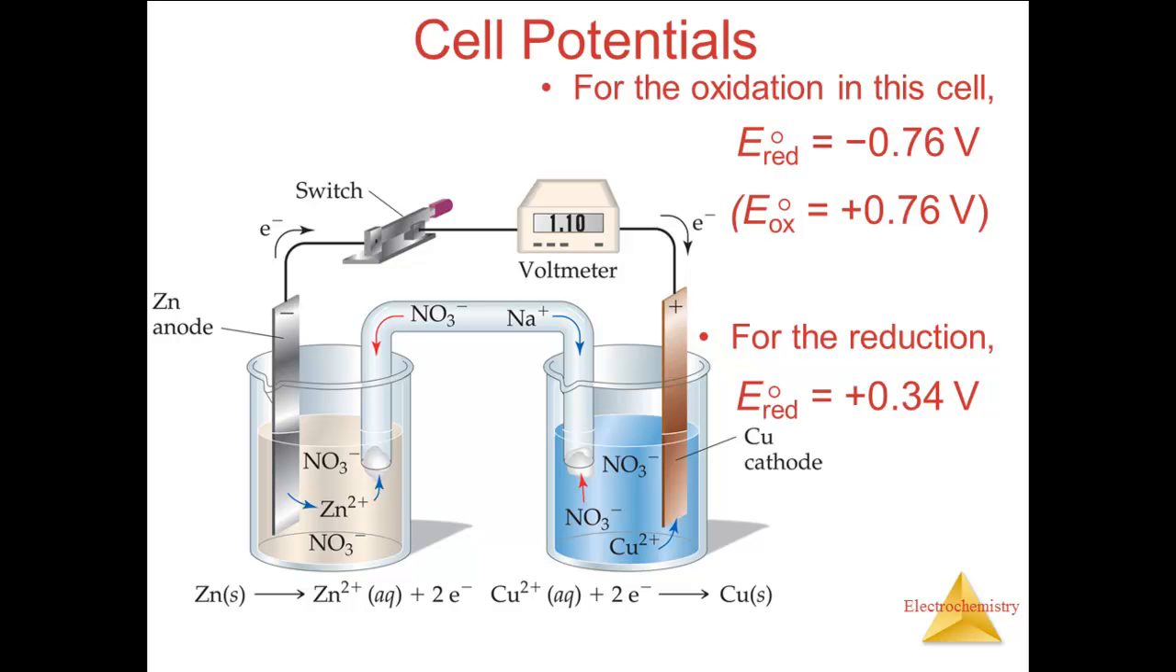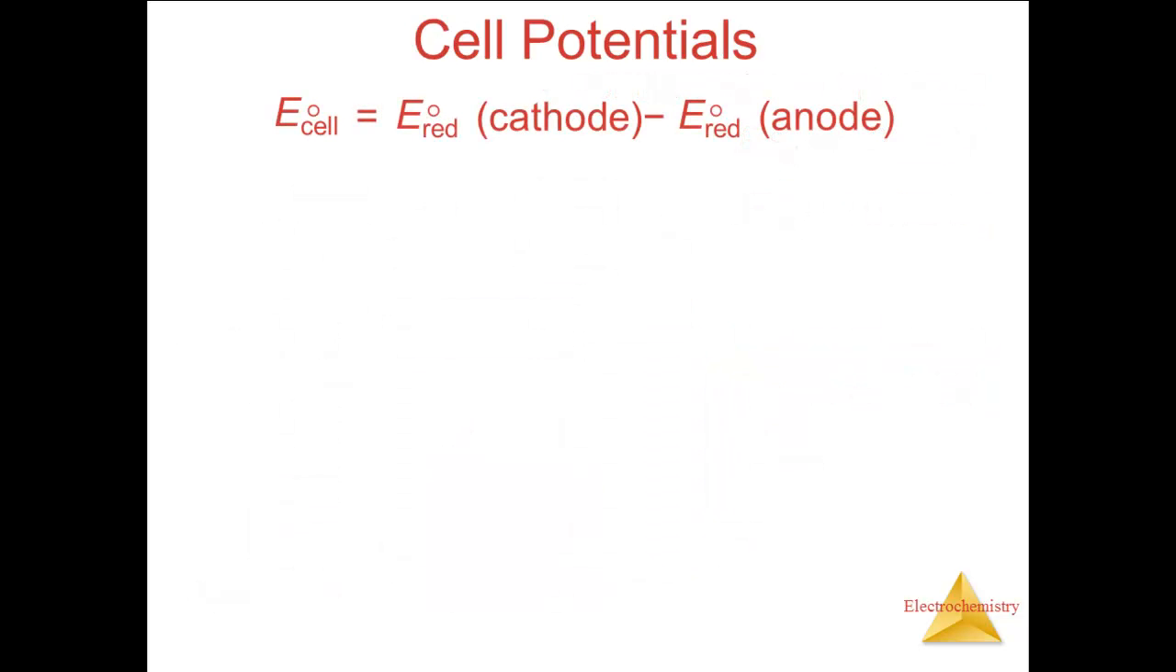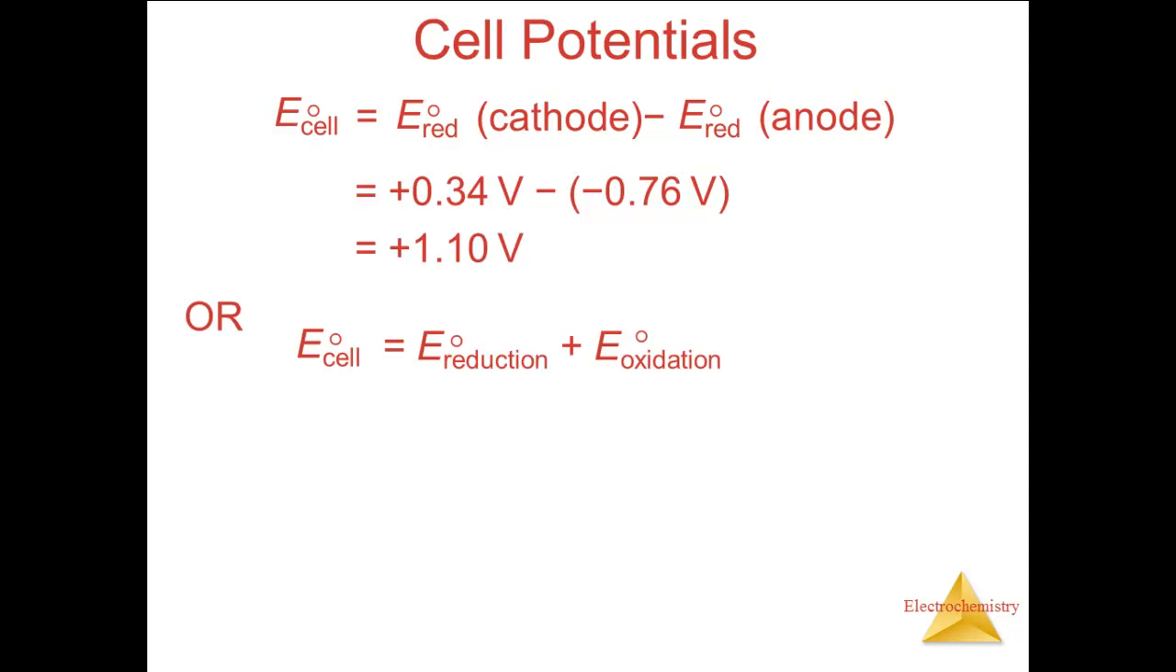Copper is reduced at the cathode and has a half cell reduction potential of plus 0.34 volts. By the first method, we subtract the reduction potential at the anode, minus 0.76 volts, from the reduction potential at the cathode, plus 0.34 volts, giving us plus 0.34 minus negative 0.76, or plus 1.10 volts. By the second method, we add the reduction potential to the oxidation potential, giving plus 0.34 volts plus 0.76 volts, which equals plus 1.10 volts, the same result as before.